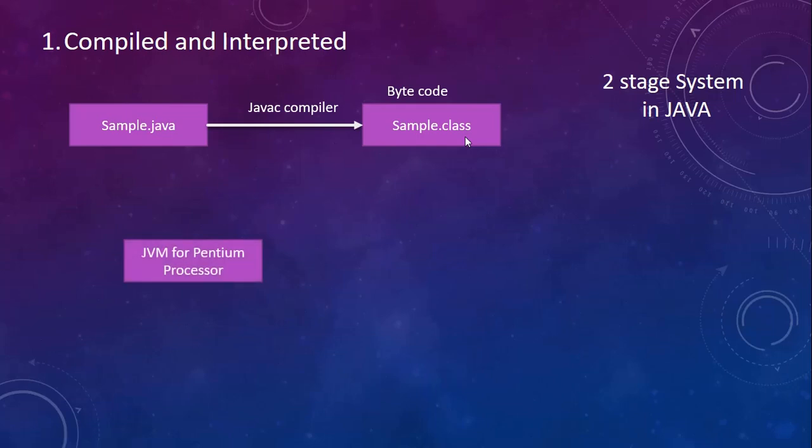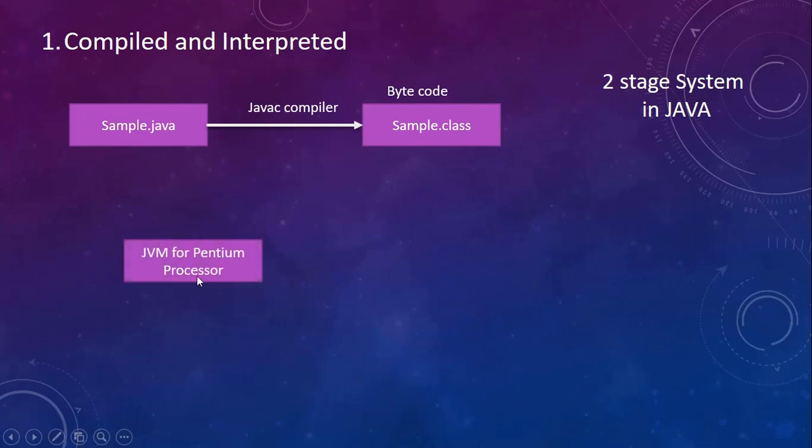That means I have downloaded the Java 1.8 flavor for a Pentium processor of particular bits, and say I am using a particular operating system. So when I download it and install, I will have the JVM that will understand my configuration. So you will have a Java virtual machine for the Pentium processor, for example.